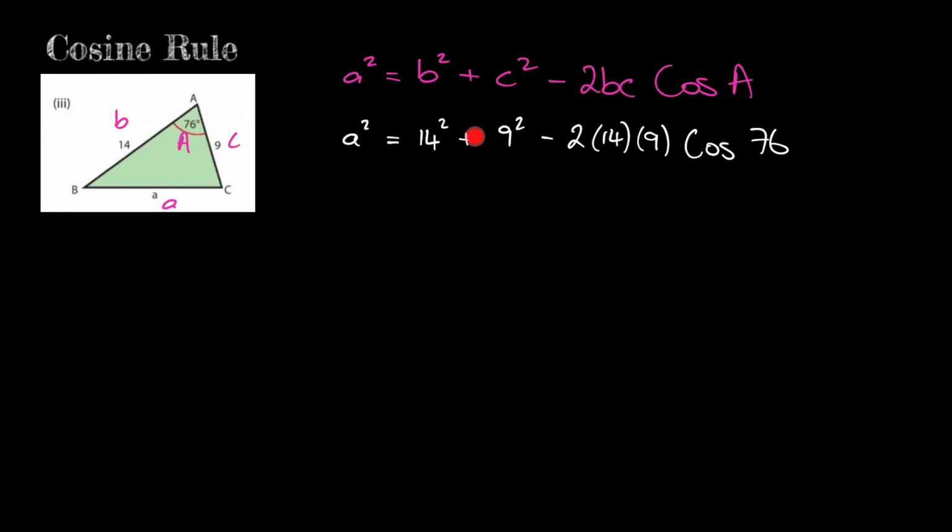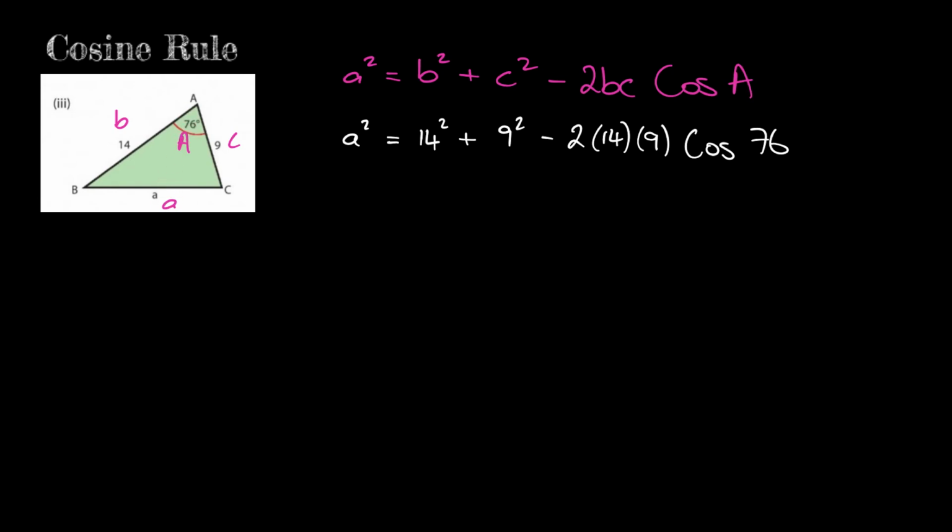Because I'm going to be adding them, it doesn't matter if I say 9 plus 14. So if I put them the other way, it wouldn't matter. And I'm going to be timesing them. So if I times them, 14 times 9 is the same as 9 times 14. So it doesn't matter which one is B and C. The important one is just A.